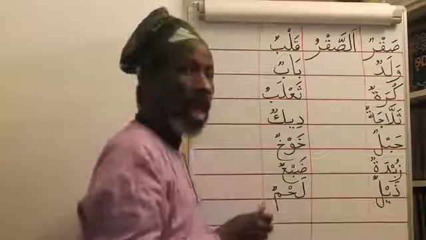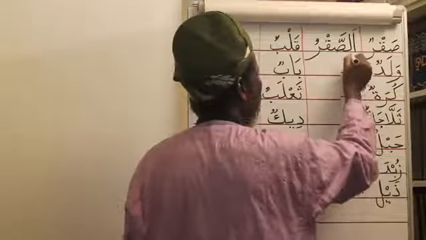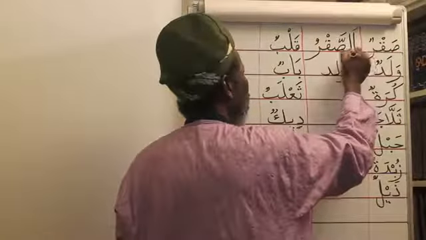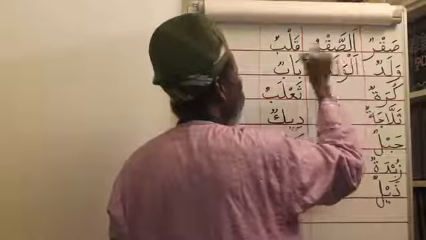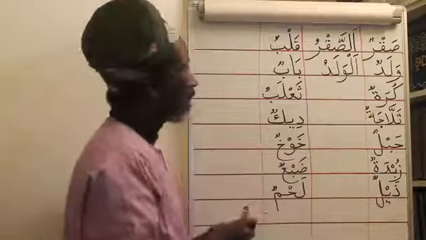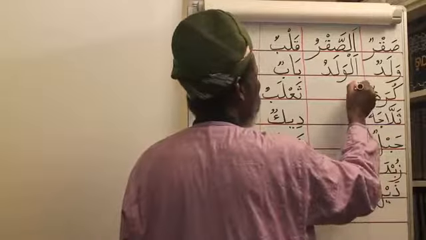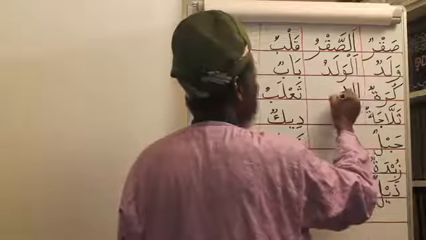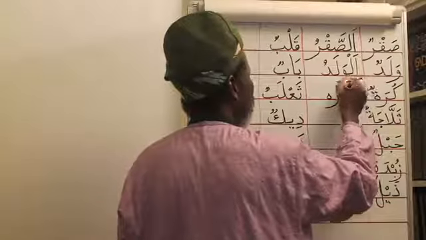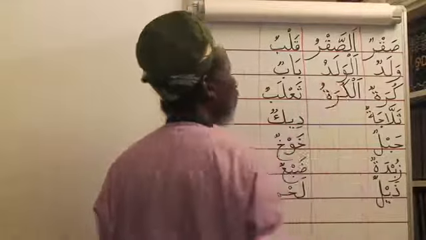Waladun. Al-Waladu. Waw is a moon letter. Al-Waladu. No shadda because it's a moon letter. Next, Kuratun. Al-Kuratu.